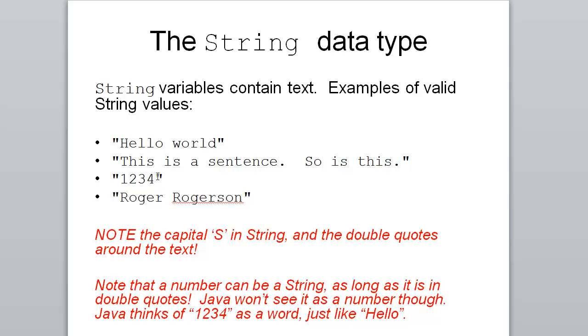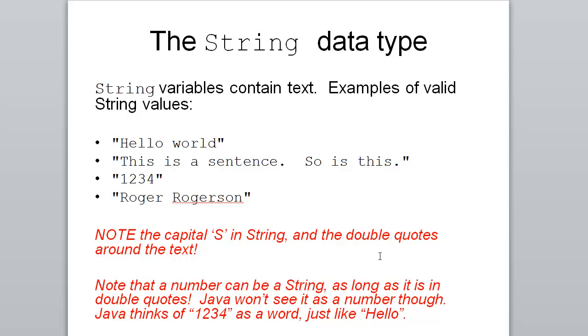So Java doesn't actually see that as a number that we could do math with. It sees it just as the characters. So imagine that you had a string that was your address, and you had 234 Mockingbird Lane. The 234, it doesn't see those as numbers. It's just part of the name of that string.